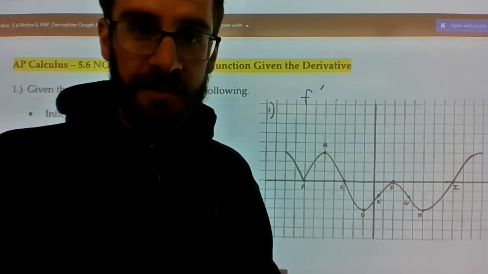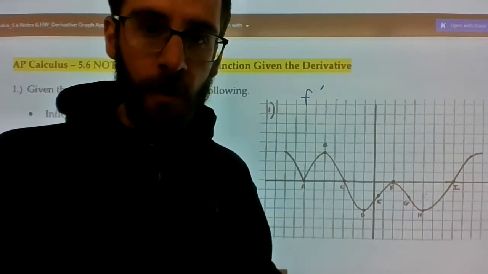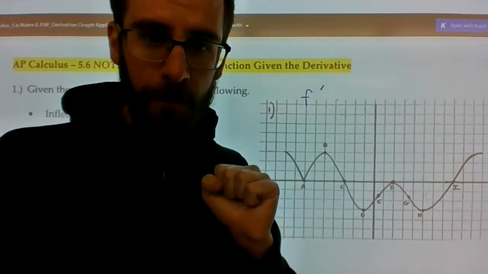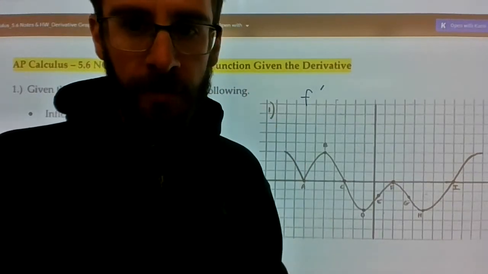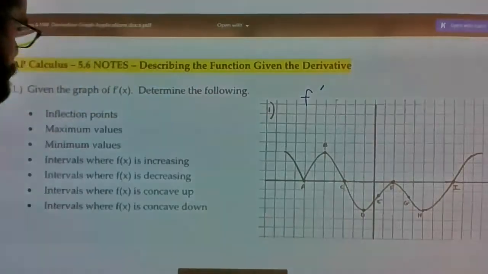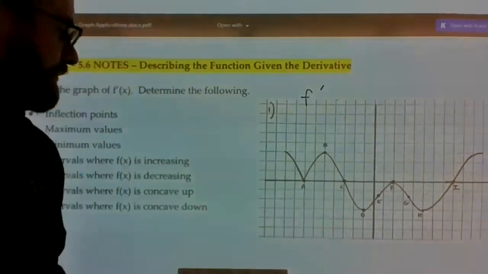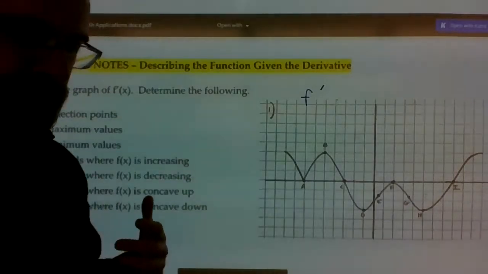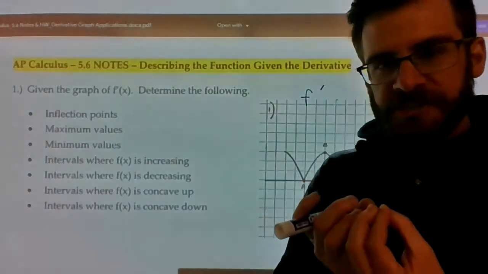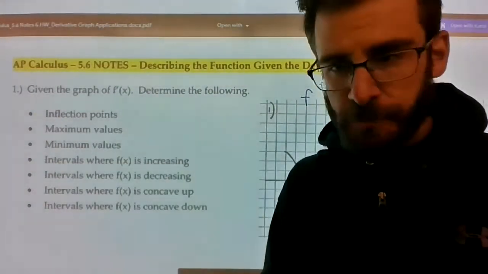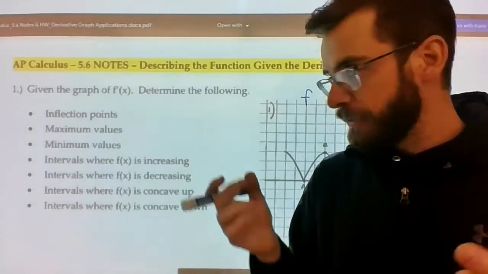There's a lot going on in this section. I'm going to do my best to explain it with 3 different examples. Hopefully you guys will come away with this with a lot of new knowledge. Okay, so given the derivative graph, we're supposed to be able to extract all this different information. Where are the inflection points, etc., etc. You see the list right there.